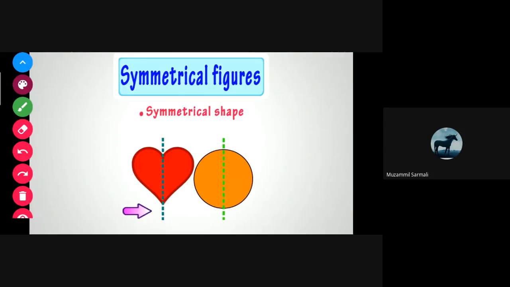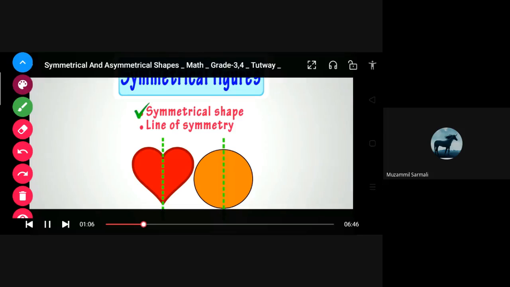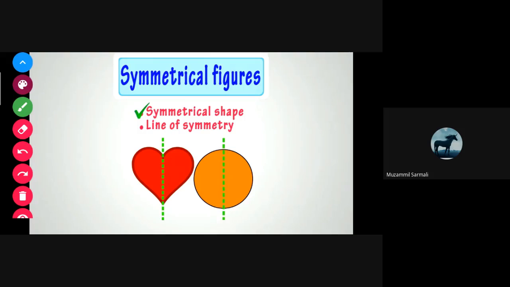So this is a symmetrical shape, meaning a shape which we can divide into two parts, which has that line of symmetry. That line is the line of symmetry, and the shape which has that line is a symmetrical shape.